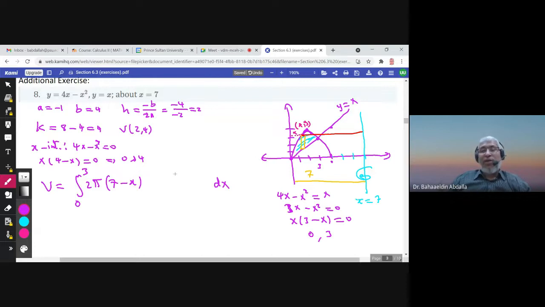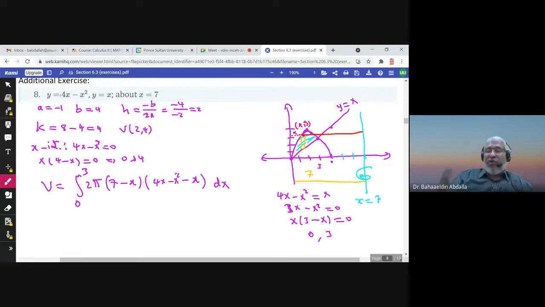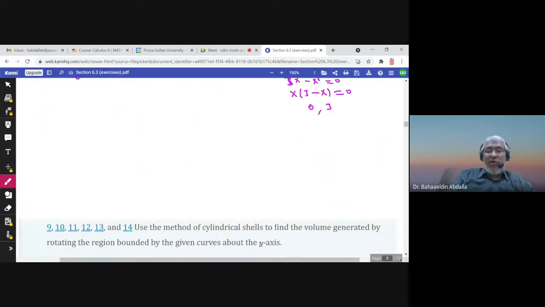So 7 minus x times the height of the rectangle. The height of the rectangle would be the curve above, which is 4x minus x squared, minus the curve below, which is x. So this will give you the volume. Using the other method here is difficult because we have to use two regions. We have to divide the regions into two. And for the first region, the one above, we have to solve the parabola equation for x, which is difficult. So I am not going to try it.